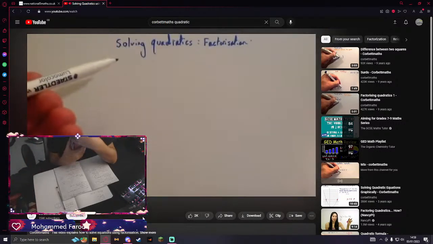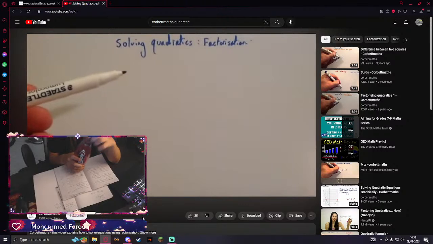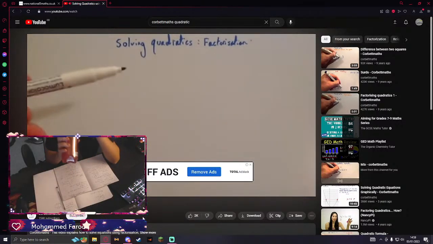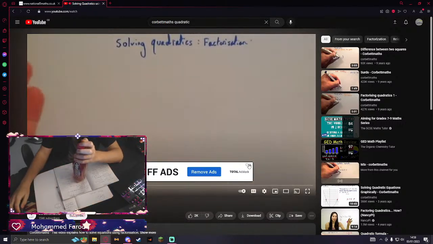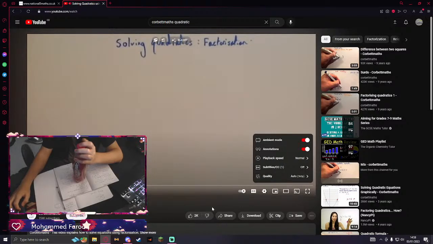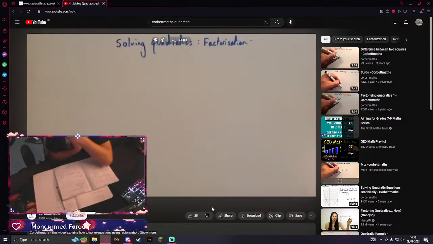In this lesson, we're going to look at how to solve quadratics using factorization. Factorization is the easiest way to solve a quadratic. Obviously, the other methods include using the graph, quadratic formula, completing the square. But if it factorizes, that's definitely the quickest and easiest way to do it. So let's have a look at how to do it.